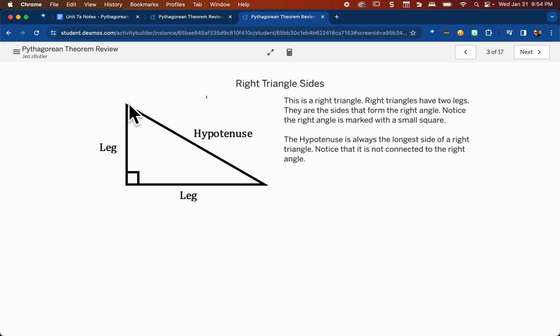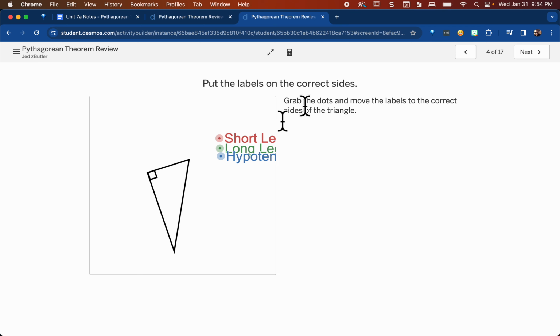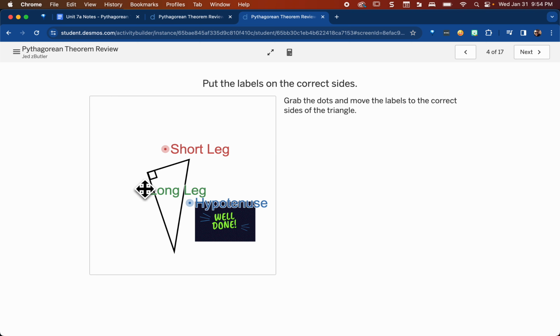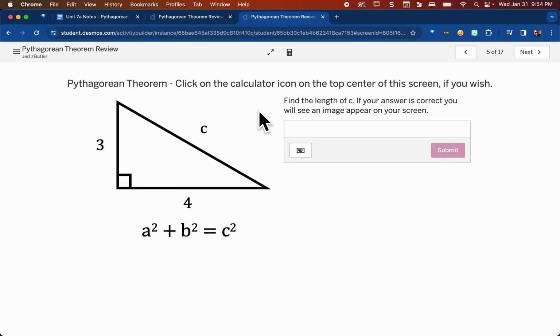We call the side across from the right angle the hypotenuse. It's the longest side, and the other two pieces are going to be the legs. This is a quick identification to try and see which pieces go where. The hypotenuse is there across from that, and there's the long leg. And when you get the three pieces in the right places, you'll get a little thing that says, well done.